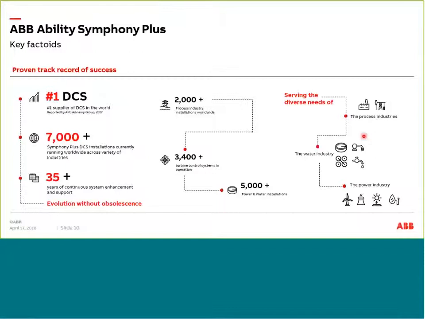in a variety of industries: process, oil and gas, chemical, pulp and paper, mining, metals and cement. And as I mentioned, it is connected in a contiguous way back to the first generation Network 90 system through our evolution without obsolescence policy.